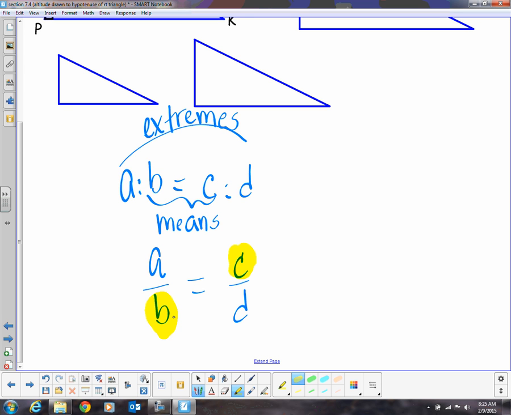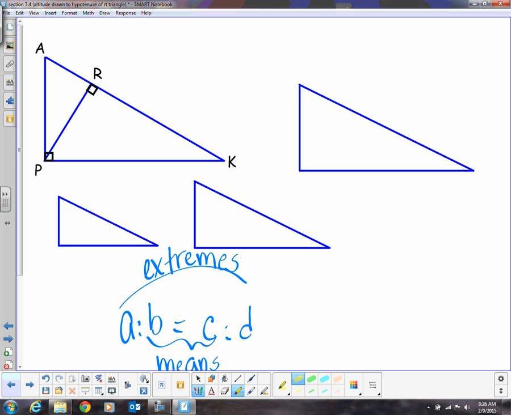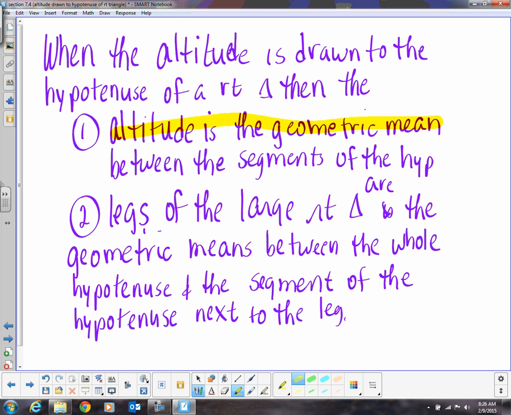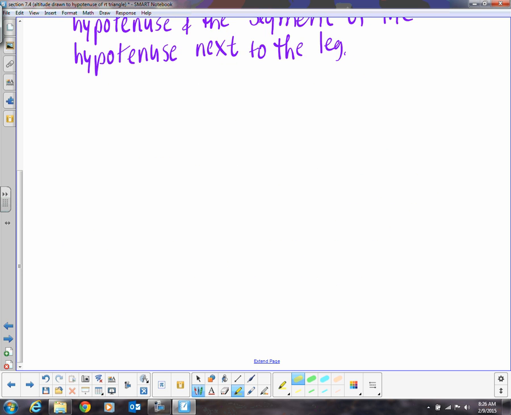So we really did do this. I just needed to bring this back to the forefront of your minds, because they are the means. And when we say the altitude is the geometric mean, that means the altitude is going to go into this position of our proportion. Tonight, all you're going to be doing is proportion after proportion. After 20 years of teaching this, I have boiled this down to be as simple as possible. Now, this does not look very simple, does it? So I'm going to take these two statements and put them in a proportion format that's going to look a whole lot easier.